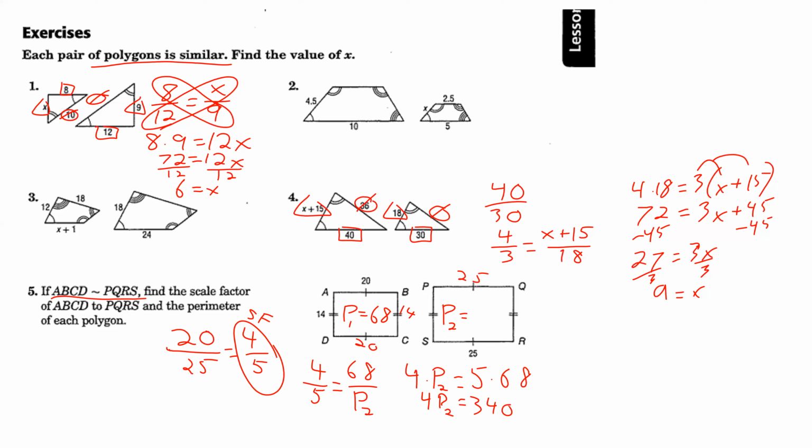Now we still got to get rid of that 4. So divide off 4. And the second perimeter is what? Oh, we're going to get an answer. What's the second perimeter? So 85.